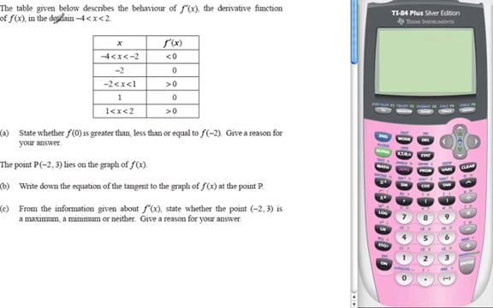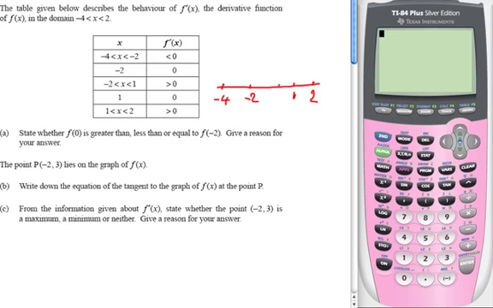Okay, so the table given below describes the behavior of f'(x), the derivative function of f(x), in the domain -4 to 2. I'm just going to draw out my x values. They go from -4 up to 2, and the important points along the way are -2, about there, and 1. 0 is not on there. So those are my important points that are described below here.